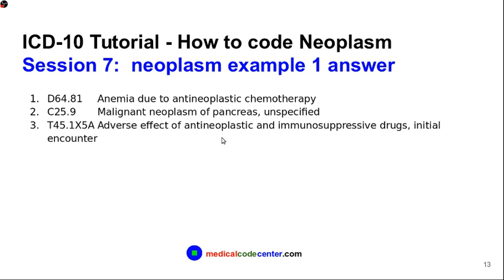So to summarize, we have 3 codes for this example. D64.81, anemia due to anti-neoplastic chemotherapy. And then the second code is C25.9, malignant neoplasm of pancreas, unspecified. And then the third code is T45.1X5A, adverse effect of anti-neoplastic and immunosuppressive drugs, initial encounter.